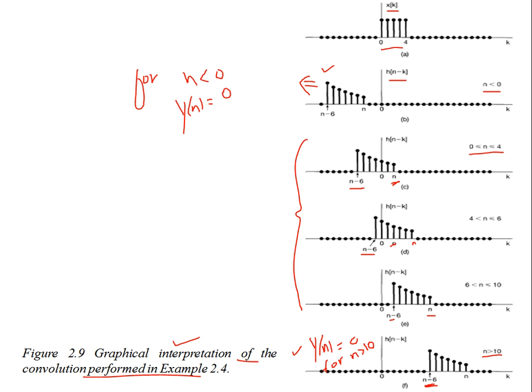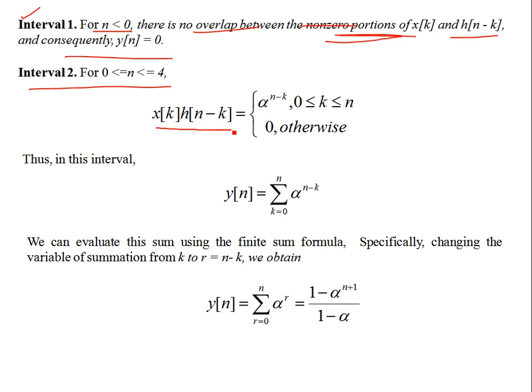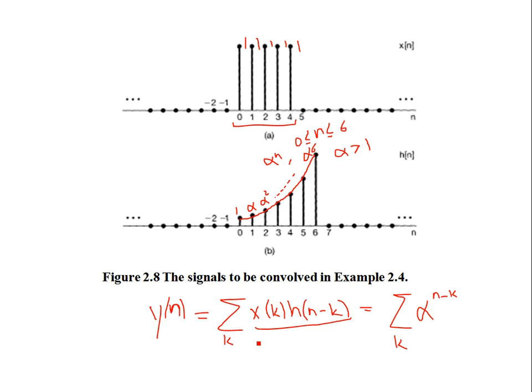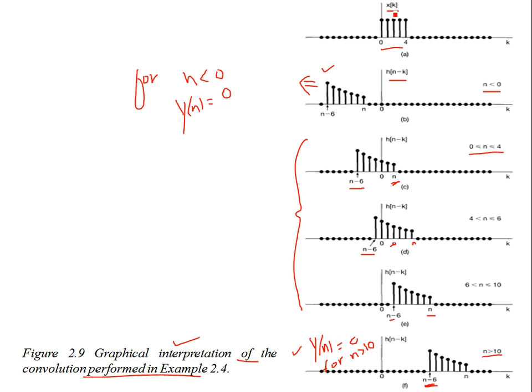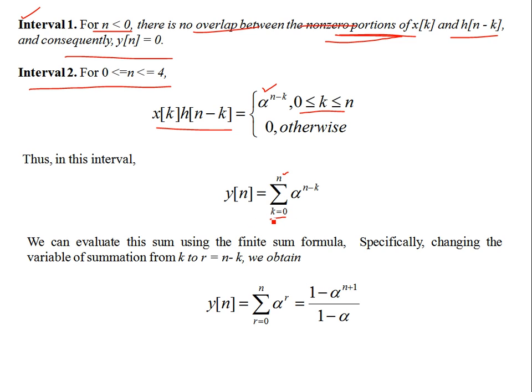Now, for interval 2, we are considering this n. This is the flipped version of h minus k, and n is varying from 0 to 4. So my expression xk h of n minus k is given by alpha to the n minus k, and k has to vary up until n. So k starts with 0 and ends at n. Why is k 0? Because it has to start with the first sample of xk. The overlapping is up until n, which is a variable. Whether it is 2 or 3 or up until 4, we don't know, but in this range k starts with 0, because less than 0 there is no overlapping, but for 0 and greater up until n, we have overlapping samples. Therefore, we have xk hn minus k, that's alpha to the n minus k.